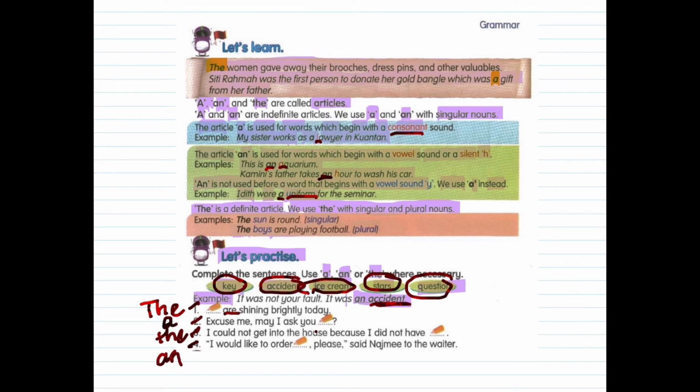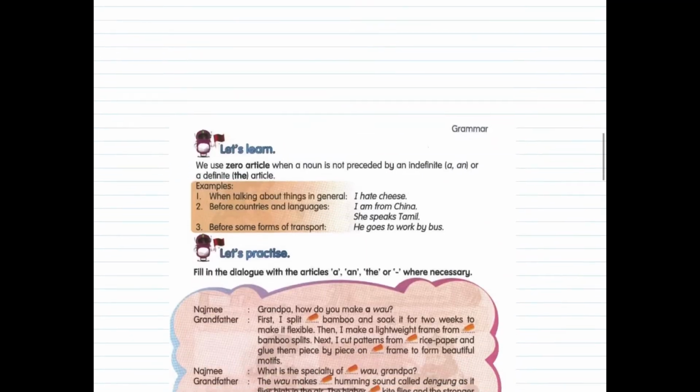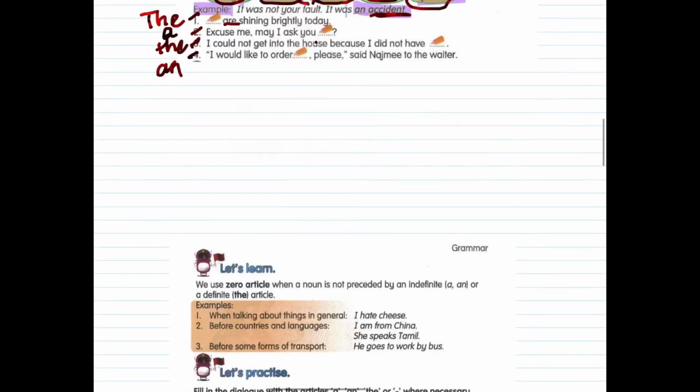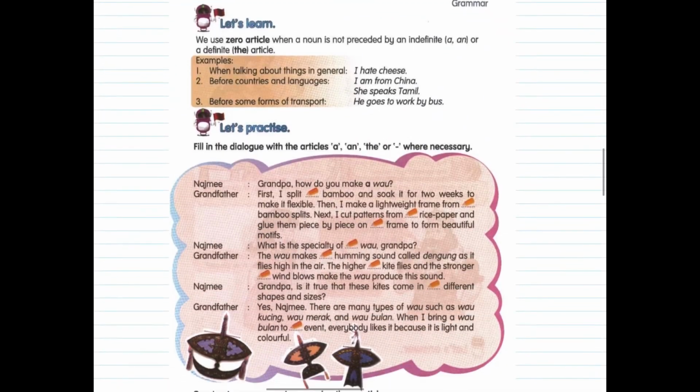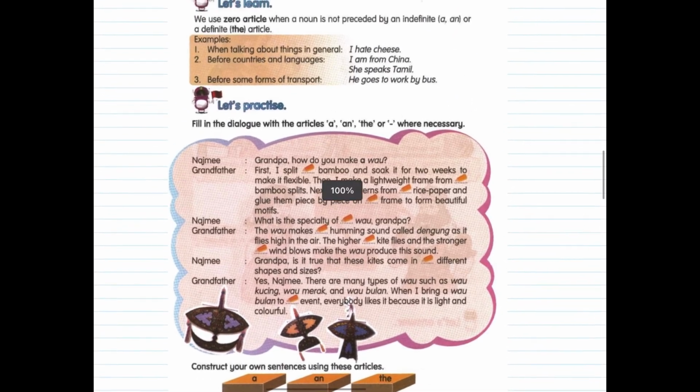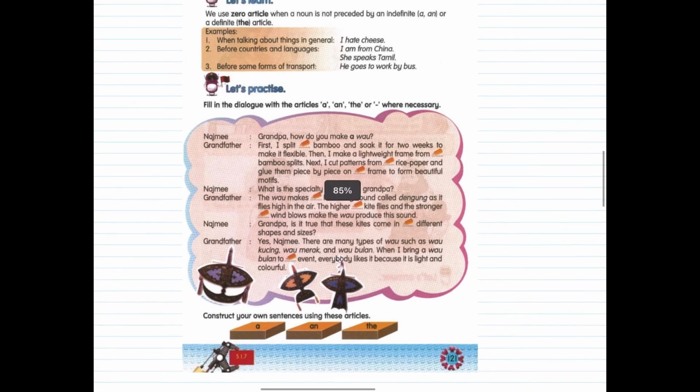And ice cream, please, said Najmi to the waiter. Right. I guess with that example, it is more clear to you how to use articles a, an, and the. Right. Now we're going to the next one, which is on the next page. What page is this actually? I can't recall. 120. We are going to 121, which is about 0 articles.